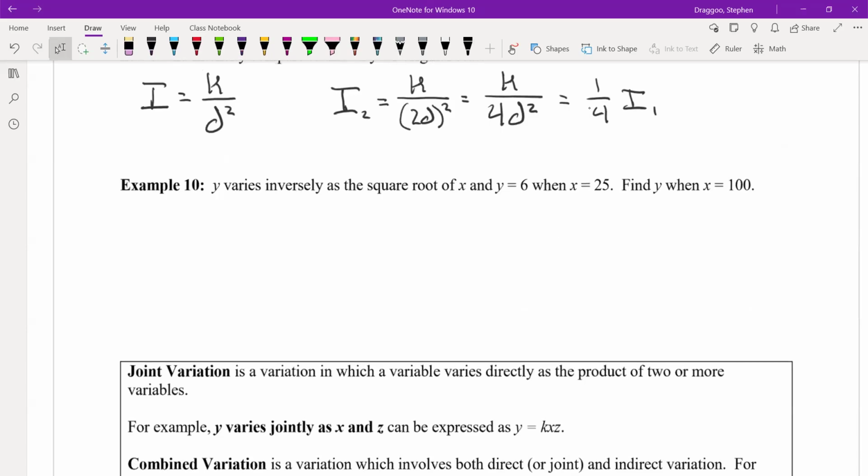So next example, y varies inversely with the square root of x. So I could set up an equation, y equals k over root x. And I want to find y when x is 100. Well, if x is going to get 4 times as big, y is going to become half as big. So y is going to end up being 3.